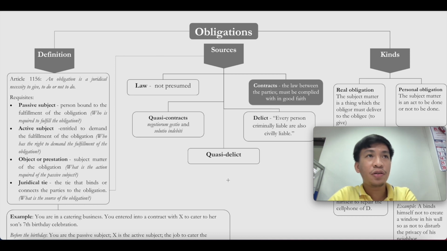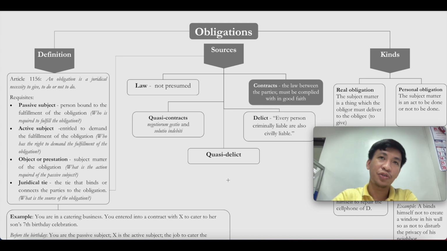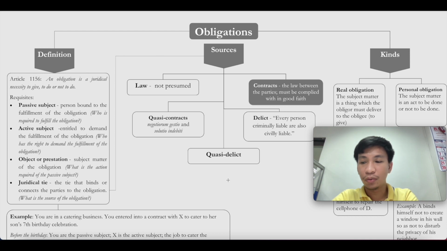Now, in that case, ano yung obligation ng may-ari ng bahay? Yung obligation ng may-ari ng bahay is to actually reimburse you for what you paid doon sa pag-apula ng apoy. Now, let's change the facts.